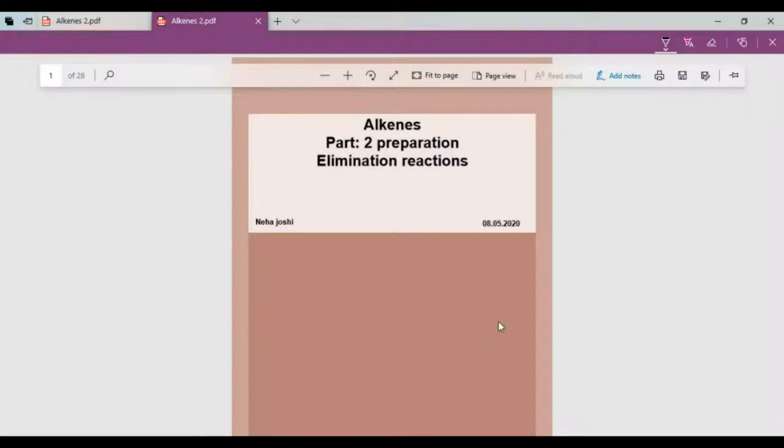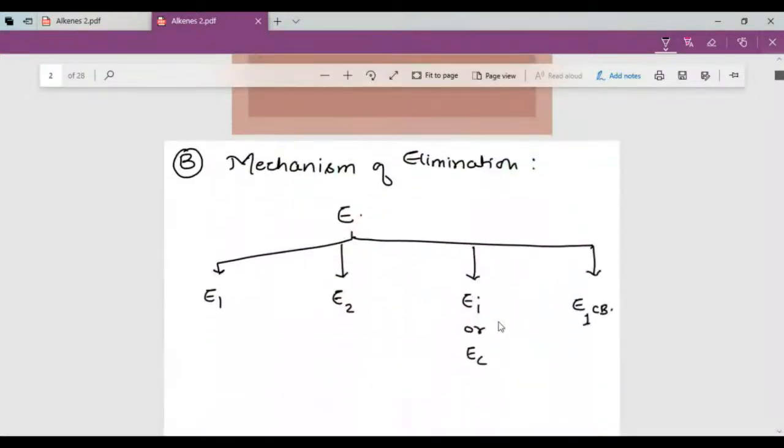Like yesterday, we compared E1 versus SN1. Today, we will compare E2 versus SN2 and we'll also study EI and even CB. So, let's start with our work. Today, as I said, we have to start E2 reactions.